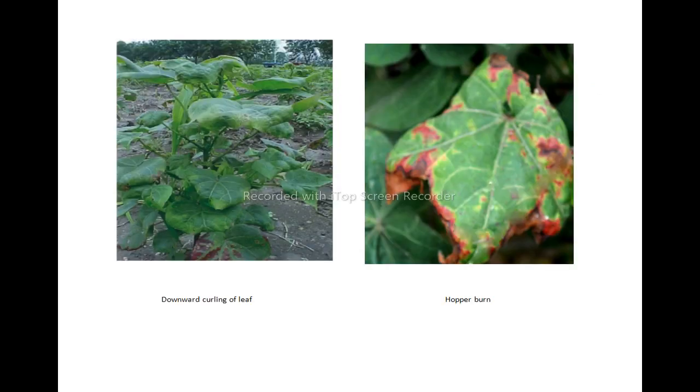I will show in the next slide. In the first picture we can see the downward curling of the leaf, and in the second picture, with severe infestation, we can see the burning appearance on the margins.